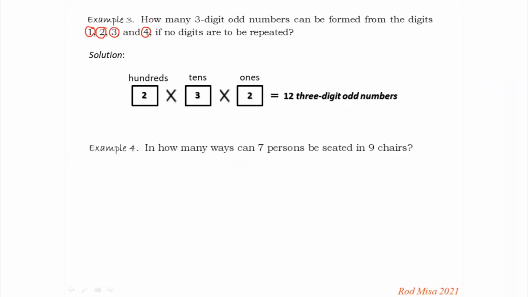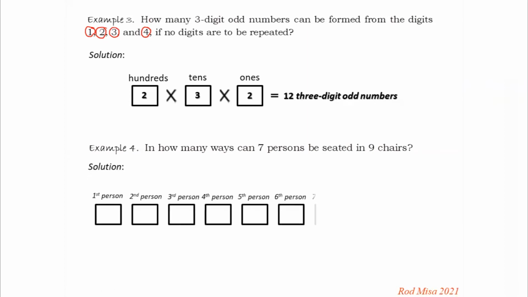Now let's proceed to our example number 4. In how many ways can 7 persons be seated in 9 chairs? So solving this problem, I will create 7 boxes. And these 7 boxes represent the 7 persons. Now let's consider the first person here. If this person is the first to choose among the 9 vacant chairs, then this first person has 9 choices. He or she can sit in any of the 9 chairs.